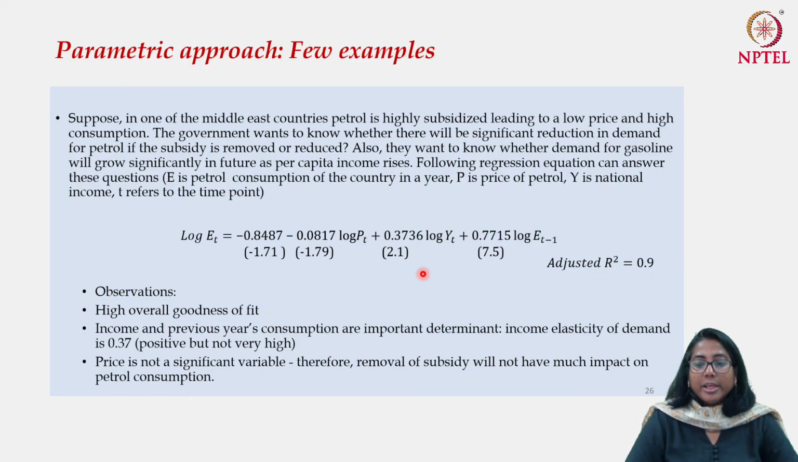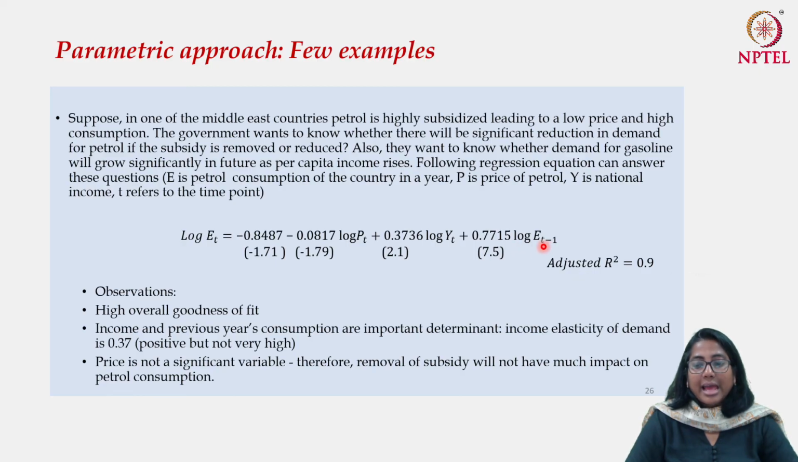What will give you the result? You look at this. This is the income. So it says that as income increases, the energy consumption also increases. So energy is basically a normal good here and significantly increases. And what is this 0.3736? This is basically the income elasticity of energy demand. So as the income grows, they will anyway buy more and more gasoline irrespective of what intervention you do in the price, whether you remove the subsidy or not. And this is again a significant variable.